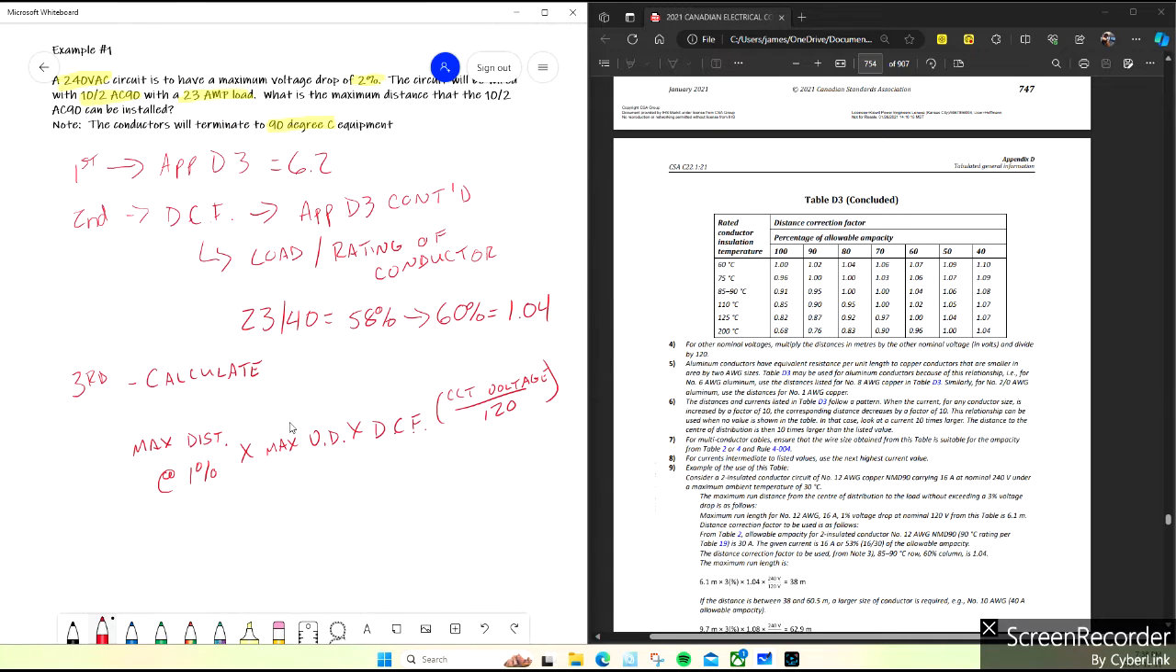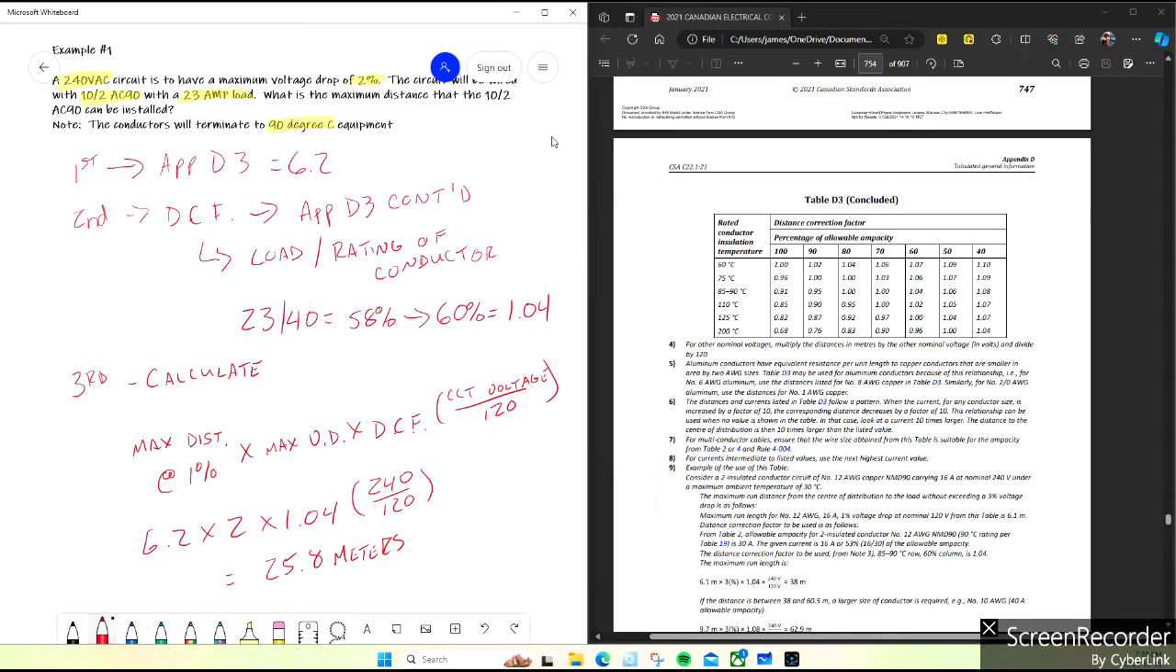So we just plug in our numbers that we gathered from our first couple steps. So our max distance at 1%, we found that it was 6.2. We're only allowed a 2% voltage drop in this circuit. We determined that 1.04 is our distance correction factor, and we're going to multiply our circuit voltage of 240 divided by 120, which is basically 2. But we do all that, and we can see that we are permitted to go 25.8 meters. All right, done. That's all there is to that one.